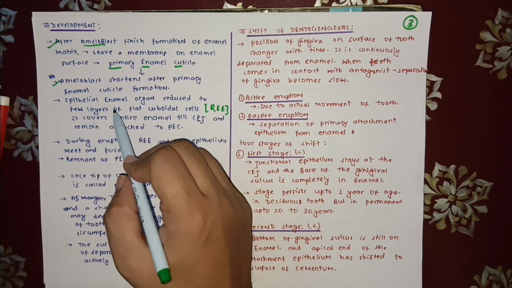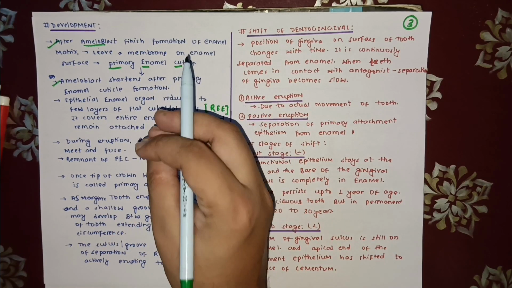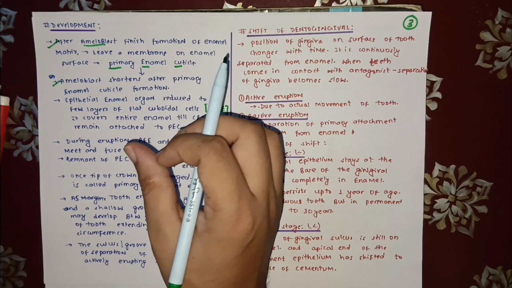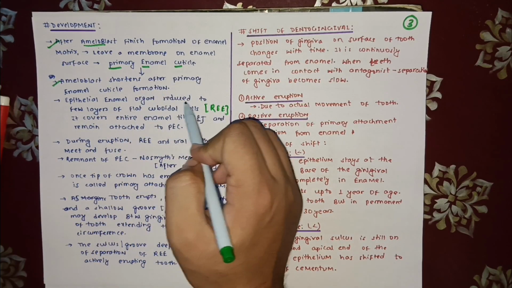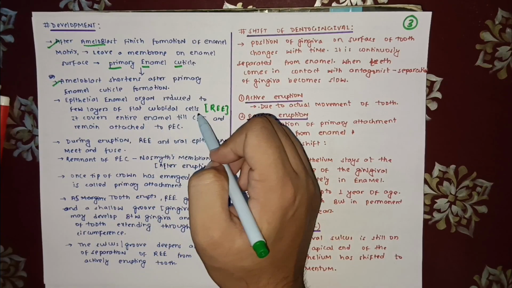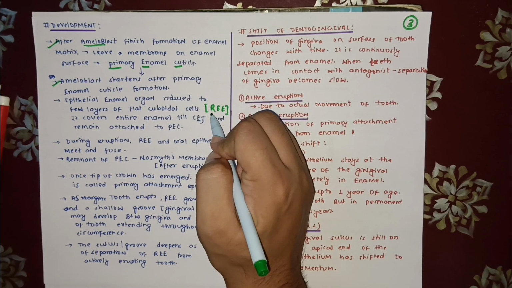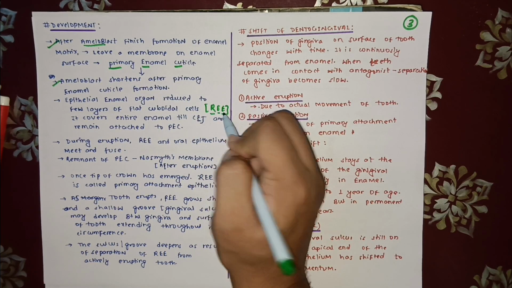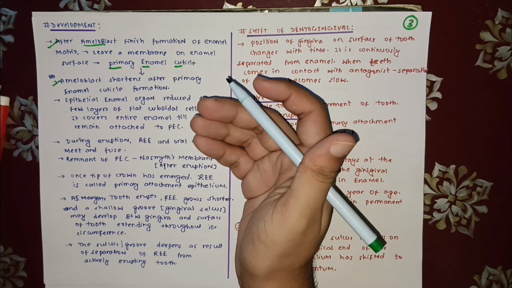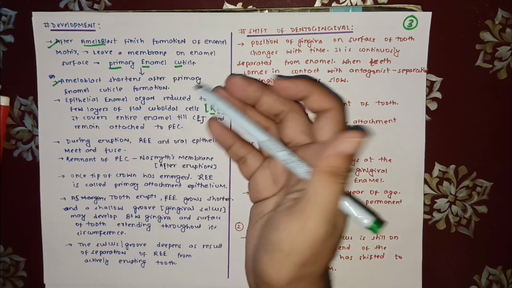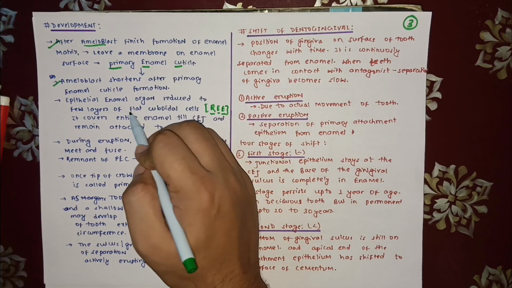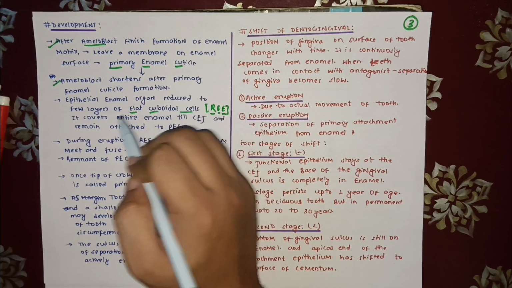About the epithelial enamel organ, we have also discussed properly. This epithelial enamel organ is reduced to a few layers of flat cuboidal cells, that is called the reduced enamel epithelium. So it is a reduced portion of the epithelial enamel organ, and that is flat cuboidal cells. This is very important.